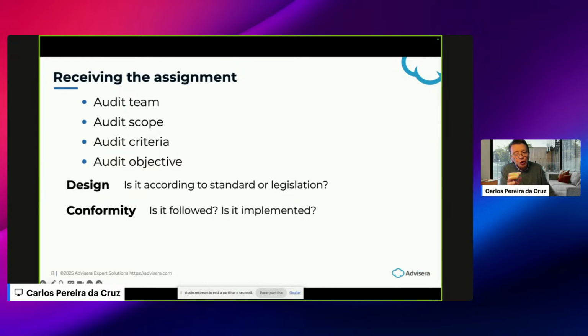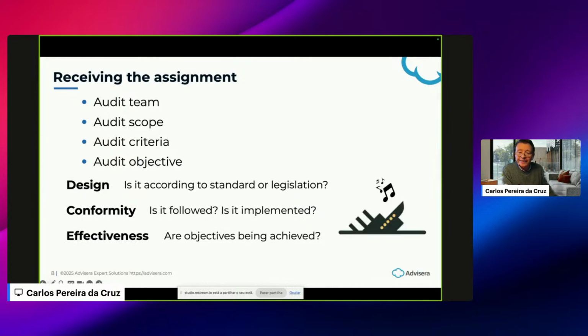And when you're sure that the system is implemented, you can start focusing your attention more and more on effectiveness. So, are objectives being achieved? Think with me, what does it matter to be very honest and follow procedure if it doesn't help the organization to achieve its objectives? It's like playing music as the ship is sinking.